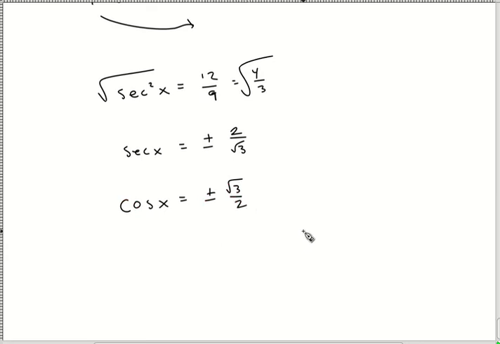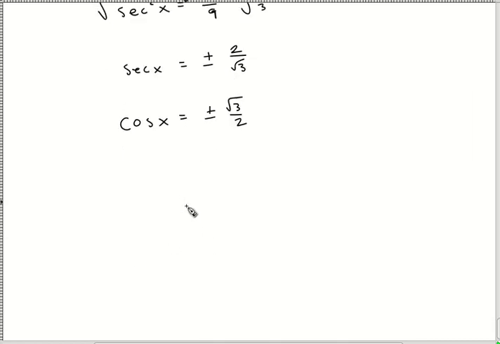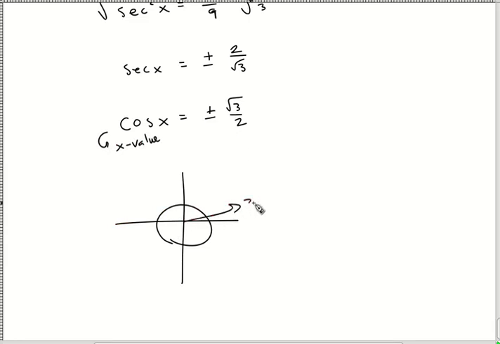And it's plus and minus. That's the sound effects, I just made that one up. Where are my x values? Again, because it's cosine, where are my x values equal to plus or minus square root 3 over 2? Here at 30 degrees, over here at the 150, down here at the 210, and here at the 330.